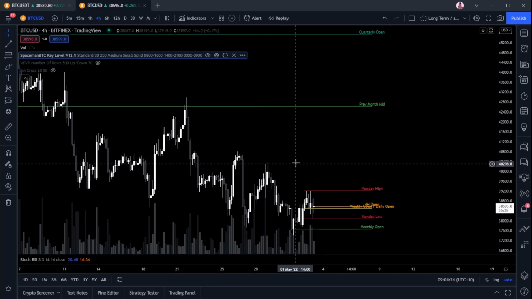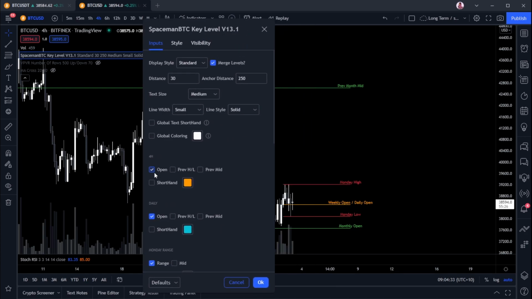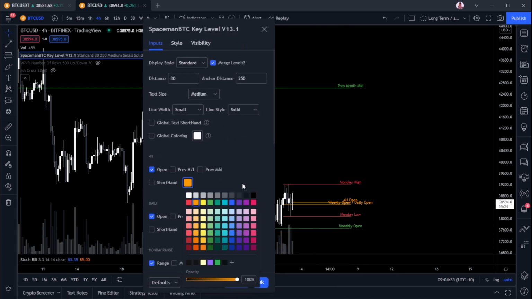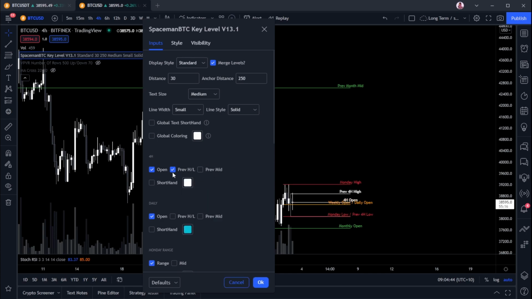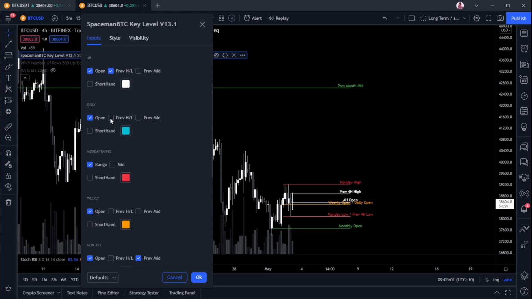So if we jump down to a 4-hour, we can now mess around with the opens and closes. So we tick the open and we can see it appear here. And then we can also get the previous high and low for the 4-hour, which gives you the ability of scalping low time frame ranges if you just want easy range high, range low, and you have previous mid. Let's keep going. Daily is very similar with previous high and low and previous mids.